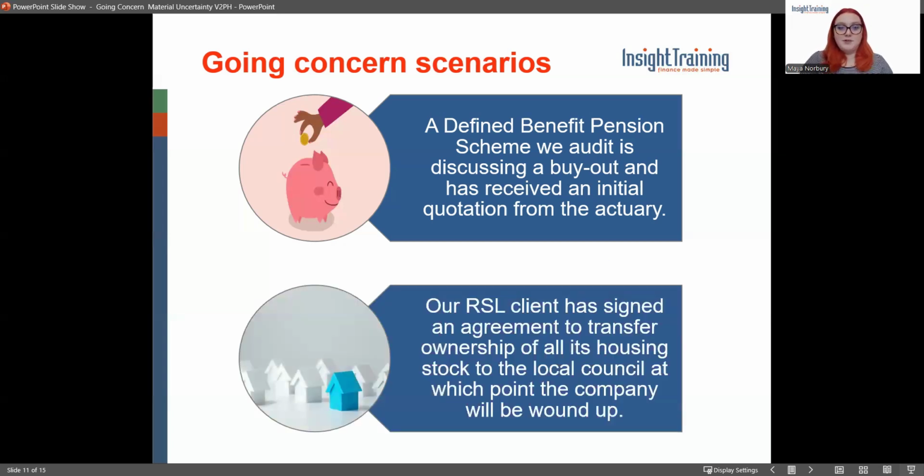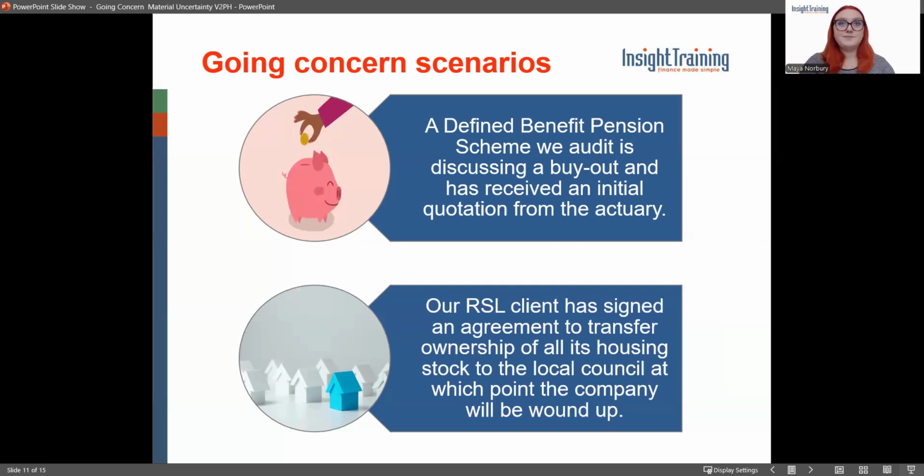In this next example, our RSL client has signed an agreement to transfer ownership of all its housing stock to the local council, at which point the company will be wound up. So if we're in this situation where a wind up is happening and there's only one stream of income, they only have rental income, we would be in the situation where it's at that third example, it's not a going concern. We'll assume that the basis of preparation is not a going concern and therefore we'd have an emphasis of matter paragraph.